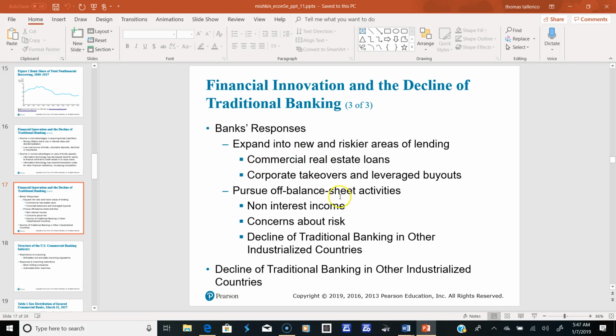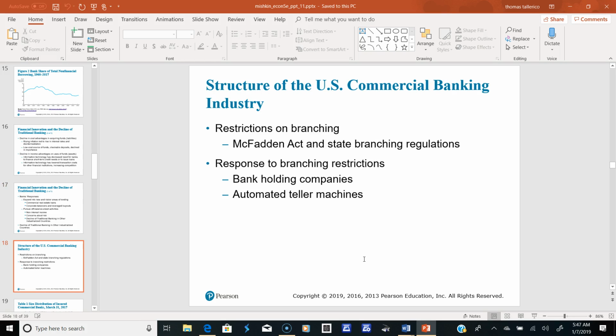Because the banks were losing business, they moved into a lot of different things, and some were considered riskier, and it spread throughout the world too. In other industrialized countries, banking has changed a lot. It's very competitive now. There's a bunch of acts that came in, and there's a lot of different ATMs, and branch restrictions that went on.